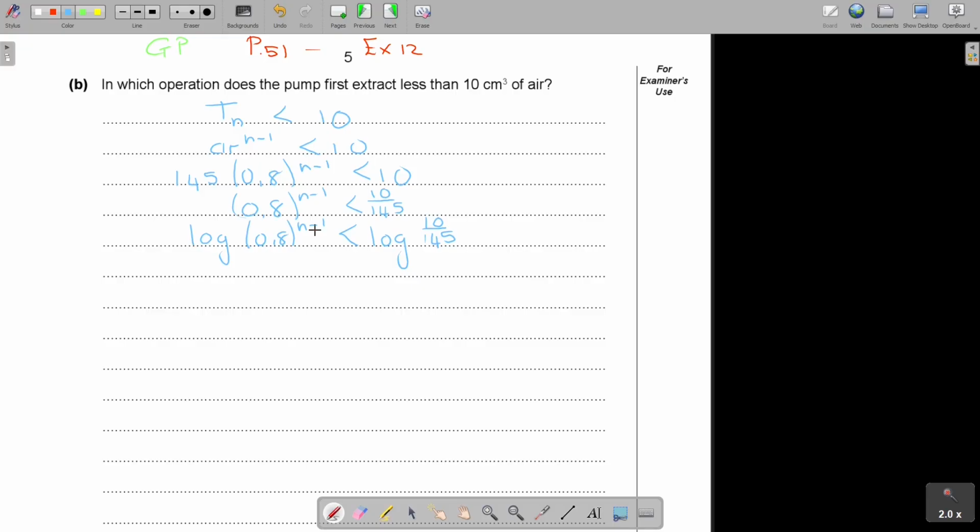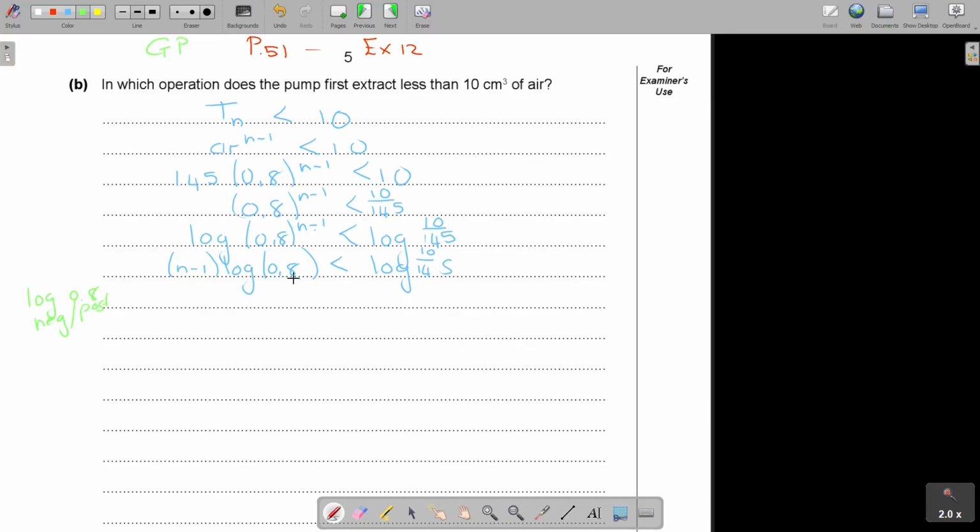First bring this n minus 1 to the front. Follow your rules. But now, this is a very important step. You are going to divide both sides by log 0.8. So you must press log 0.8 on your calculator, and all that you are looking for is whether it is negative or positive. Now, this is a negative.